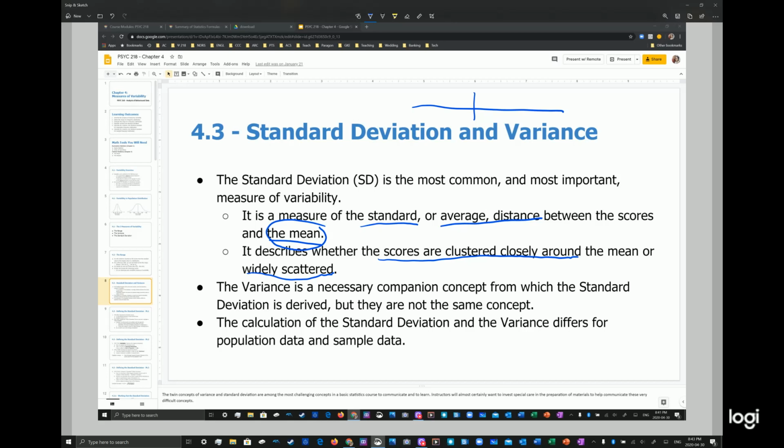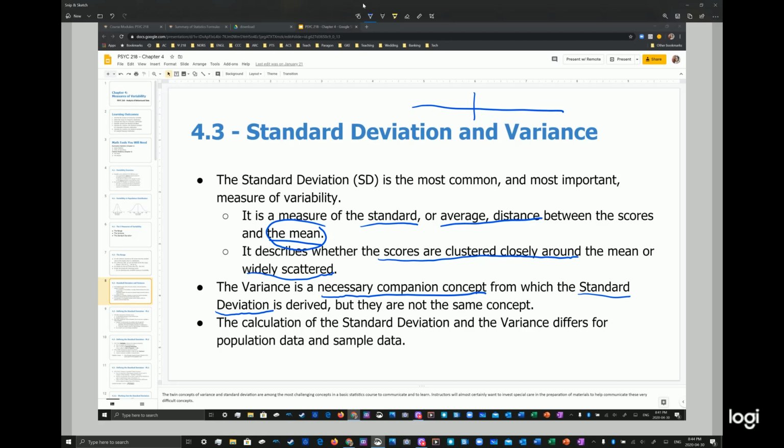The variance is necessary as a companion concept, the precursor concept, the one before it, because we need to cancel out the negative values in our deviation scores, and the way to do that is to square the deviation scores.